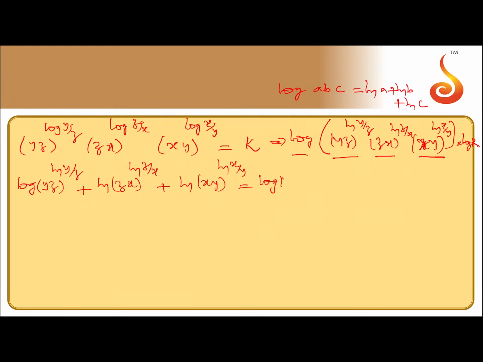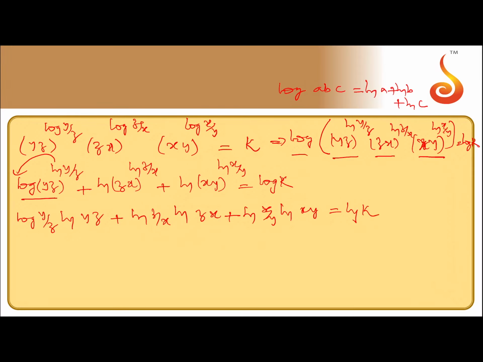is equal to log k. And on the left hand side, log a to the power m can be written as m log a: log(y/z) into log(yz) plus log(z/x) into log(zx). This exponent comes as a multiple. Therefore, plus log(x/y) times log(xy) is equal to log k. But log(a/b) is nothing but log a minus log b.